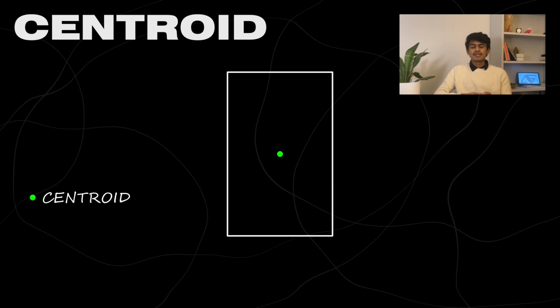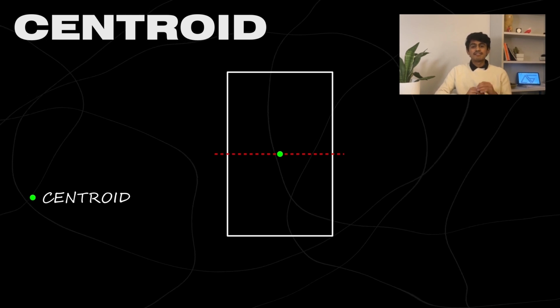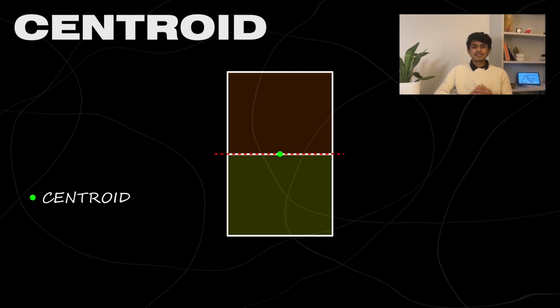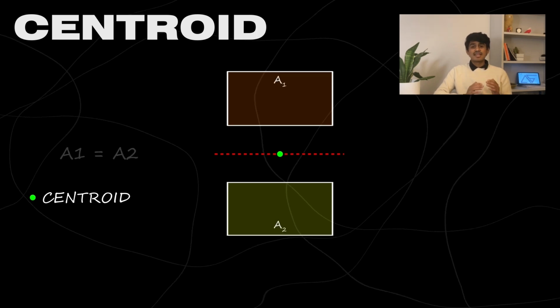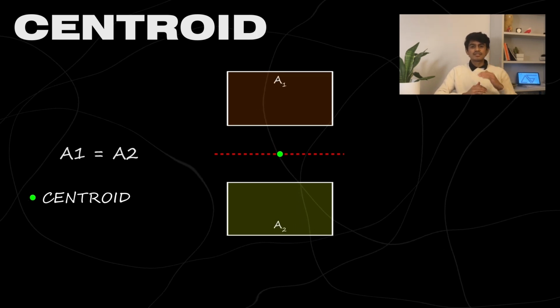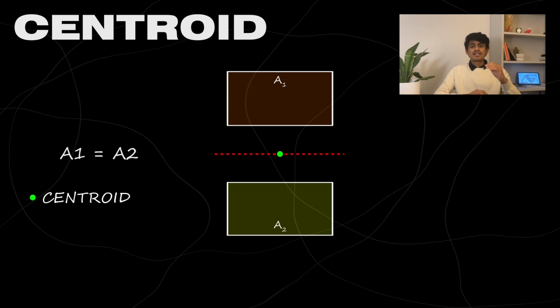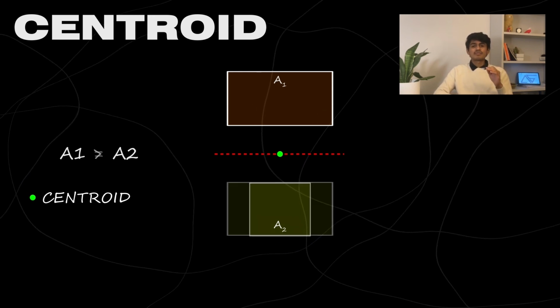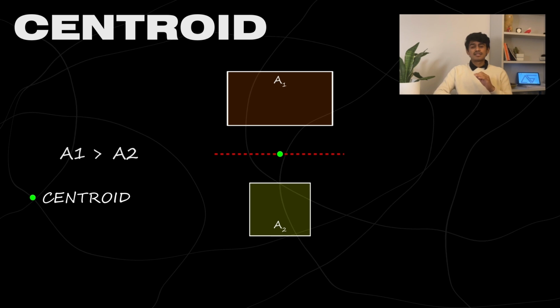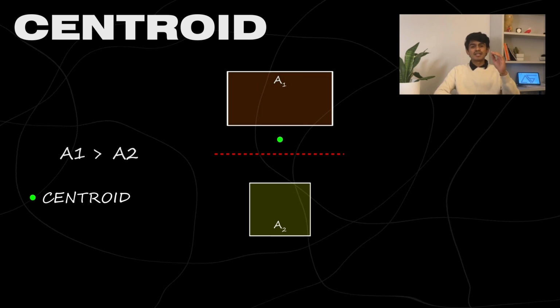From the centroid, let's draw a horizontal axis, which divides the rectangle into two equal parts. Now let's remove equal areas from both the sides. As the area is still equal on both sides of the horizontal axis, the centroid remains the same. Now let's remove the area of the bottom rectangle. As a result, the centroid moves towards the bigger area.